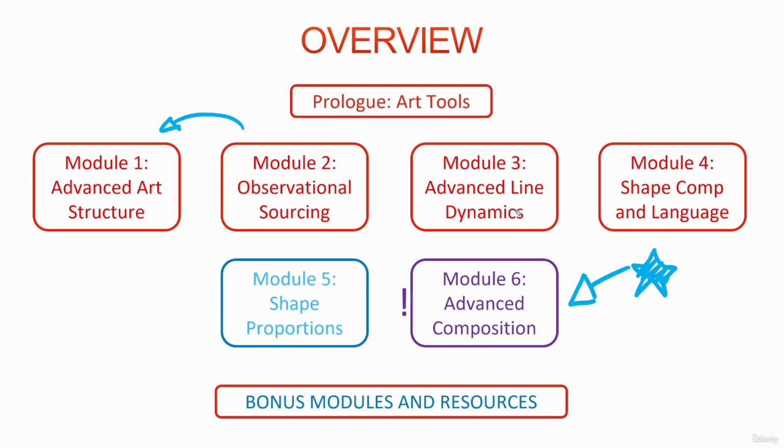All right? Module 3, Advanced Line Dynamics, might as well be called Advanced Mark Dynamics, because in drawing we use lines, in painting we use marks from the paintbrush, right? The reason it's Advanced Line Dynamics in this course is because we're coming from a drawing perspective. The course is called The Hidden Secrets of Character Drawing. So we're going to take a drawing perspective, but keep that in mind, right?